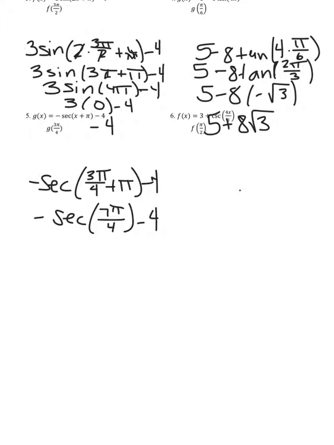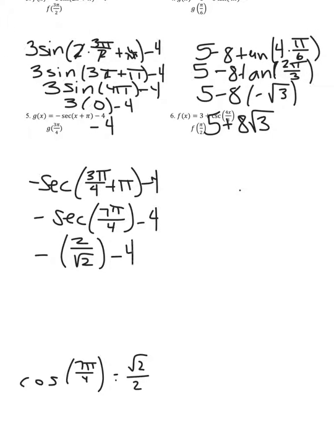So then I type into my calculator the cosine of 7 pi over 4, because secant is the reciprocal of cosine. So if you want to put this somewhere on the bottom, I'll do this. So you do the cosine of 7 pi over 4, and you end up getting the square root of 2 over 2. However, up here, when you go to plug this in, you have to do the reciprocal. So this is negative 2 over the square root of 2 minus 4.